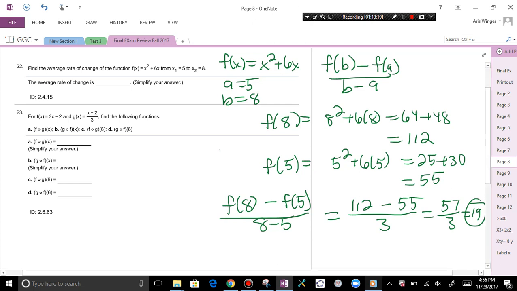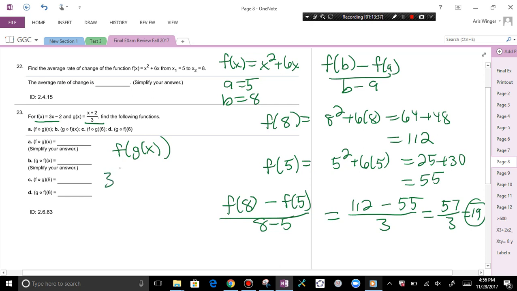Last problem on my final at least. Got two functions, find the composition. F of g of x. Put one function inside the other.